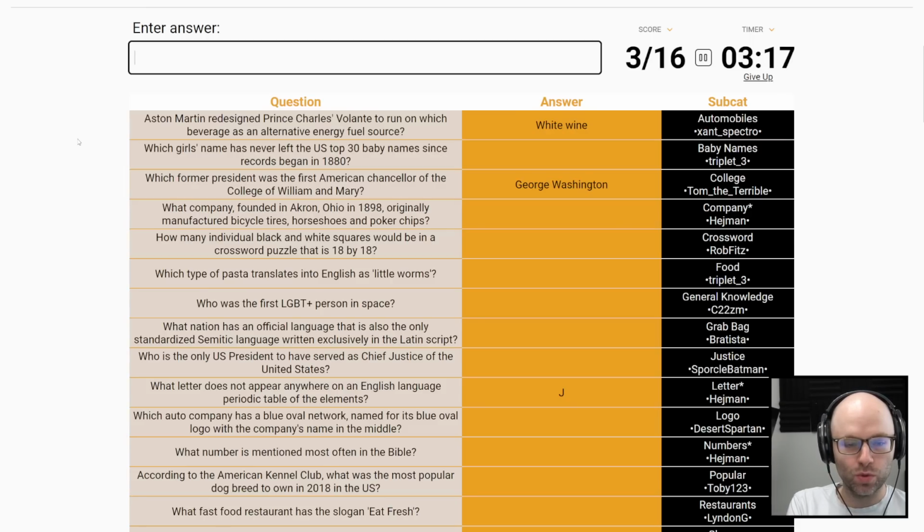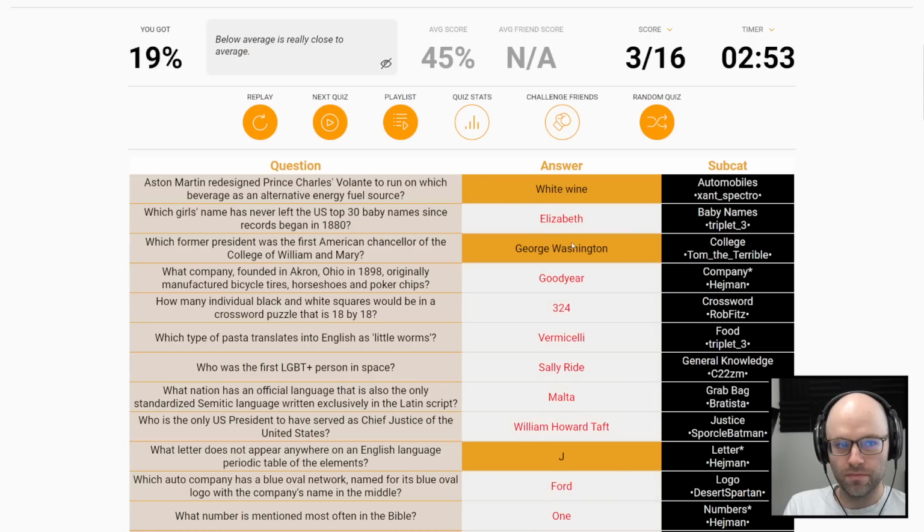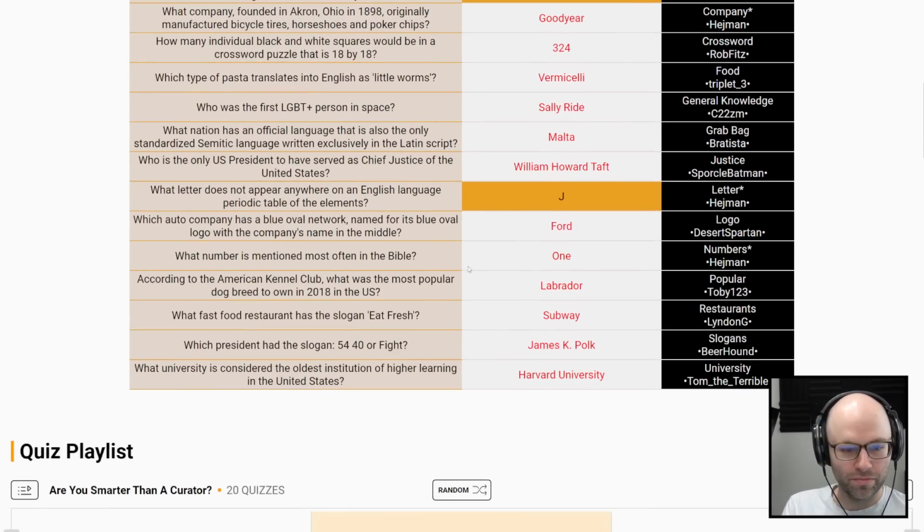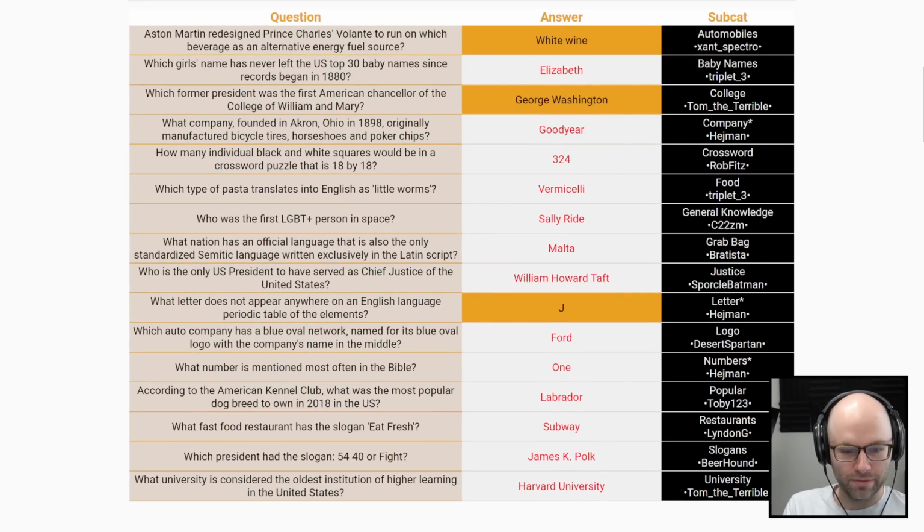How many individual black and white squares would be in a crossword puzzle that's 18 by 18? I'm not doing it. What type of pasta translates into little worms? Wormageddon. I'm going to be honest, I'm not smarter than a miscellaneous curator. I'm done with that. No way. Don't give me this.